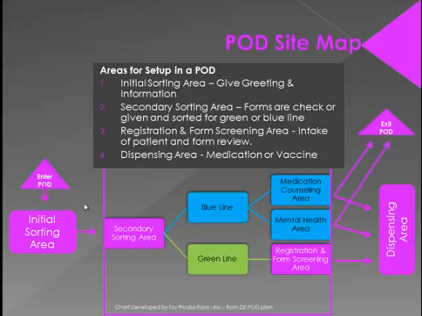The four main areas are in the purple here: the initial sorting area, then the secondary sorting area, the registration and form screening area, and then the dispensing area. The initial sorting is where you give greeting and information. Then your secondary sorting area is where you're going to sort people into the green line, which means to go and continue on to be dispensed medication. But the blue line is for people who need more assistance. So they'll be talking to a pharmacist in the medication counseling area or a therapist in the mental health area. And then they can still decide whether or not they want to continue on to be dispensed their medications, or they can exit the building.